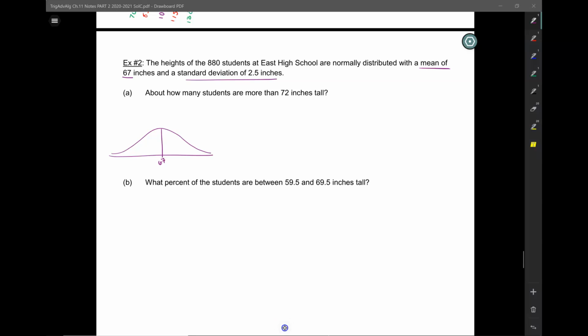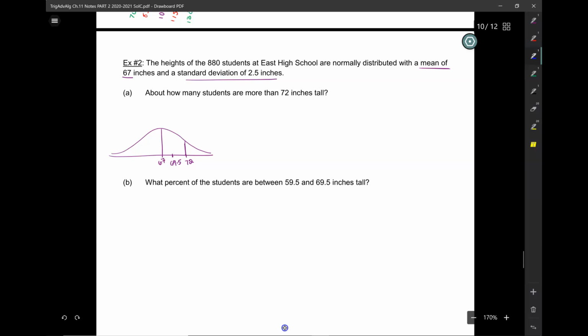Okay, now it says about how many students are more than 72 inches tall. So I need to hit that 72 inches mark. From the 67 to the 72, I don't have to go to both sides now, right? Because I just need that one side at 72. I'm just going to go to the right. So what's the first number? 69.5. Excellent. And the next one? 72.